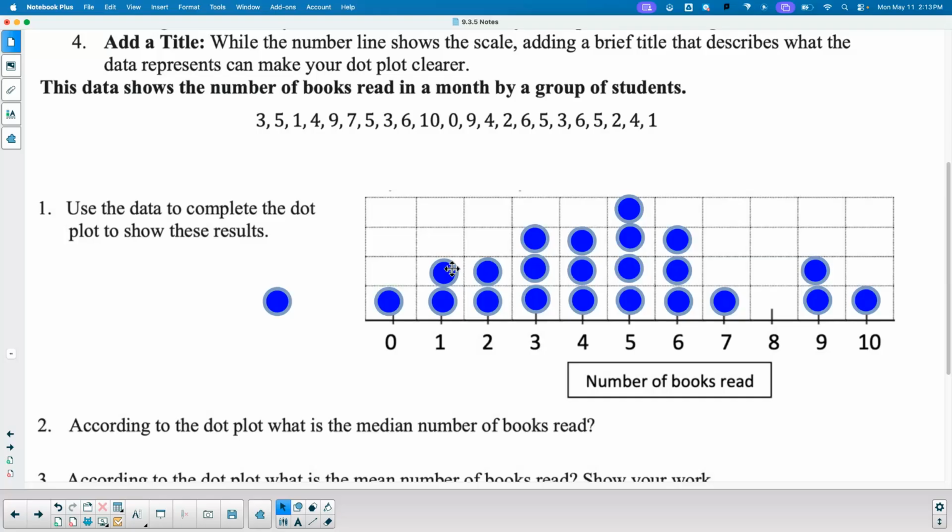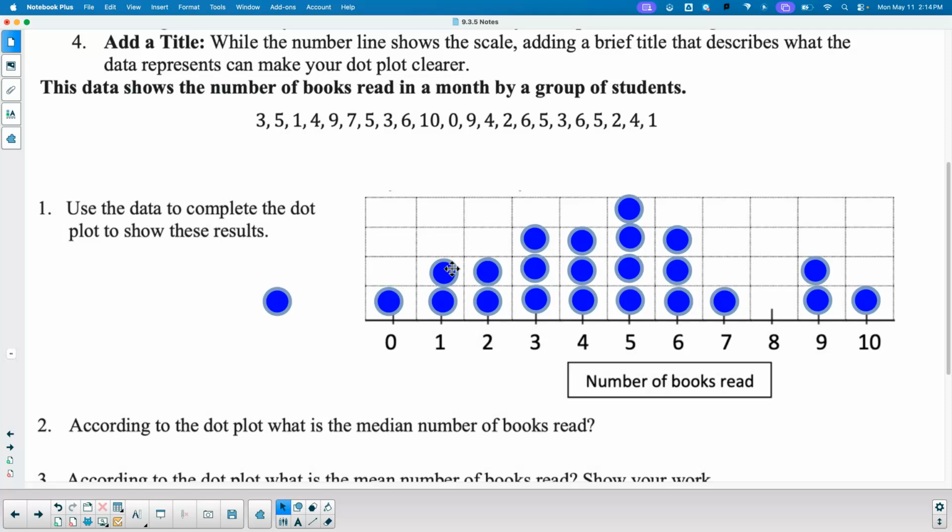After we put all of our dots in there, it's a good idea to count your number of dots and then count the number of data points that you have also. So according to my dots, 1, 2, 3, 4, 5, 6, 7, 8, 9, 10, 11, 12, 13, 14, 15, 16, 17, 18, 19, 20, 21. I got 22 dots on there. And the data points: 1, 2, 3, 4, 5, 6, 7, 8, 9, 10, 11, 12, 13, 14, 15, 16, 17, 18, 19, 20, 21, 22, so it matches up.